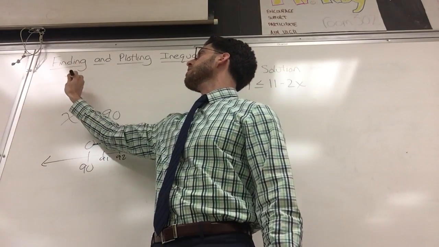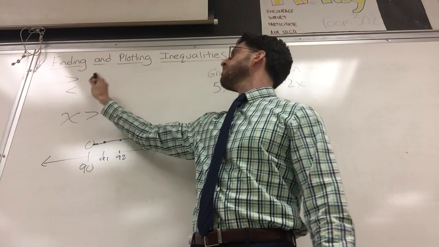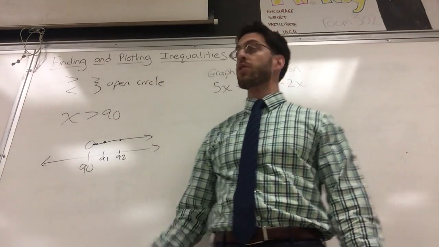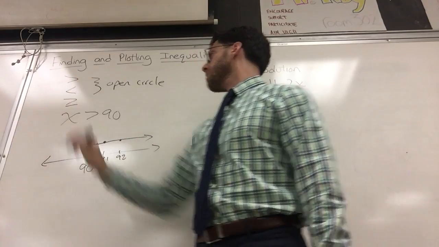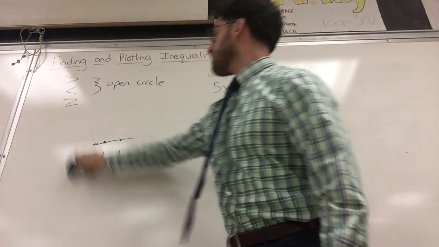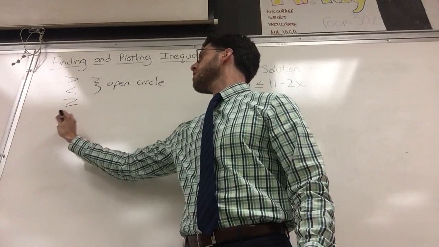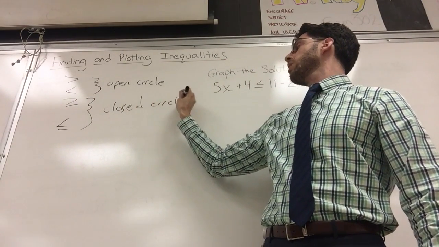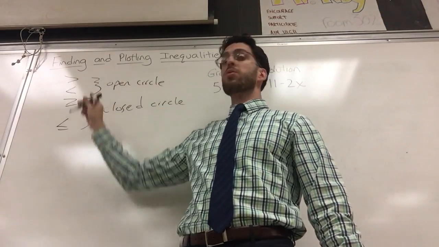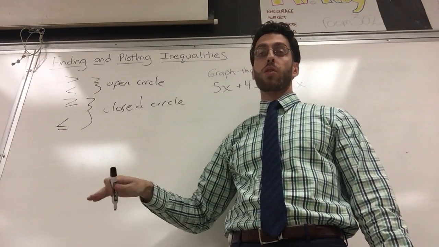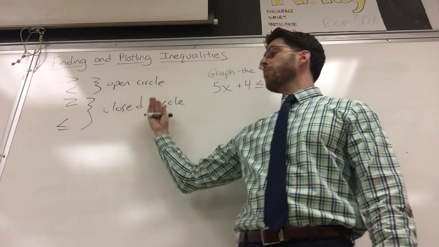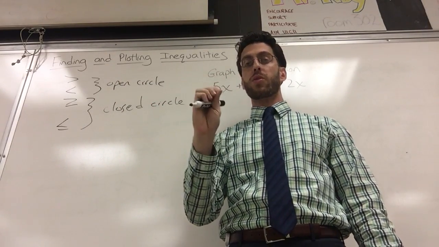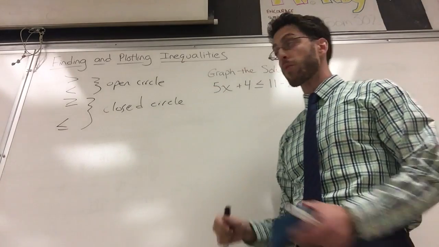If you see this or this, open circle. And by that logic, if you see this or this, closed circle. So now you got to remember what the symbols mean, and now you got to remember how they're supposed to look on a graph. What do you mean open circle? What do you mean closed circle? When you're graphing it, you start at the solution and you put a circle there. And I'm going to show you exactly what I mean right here.